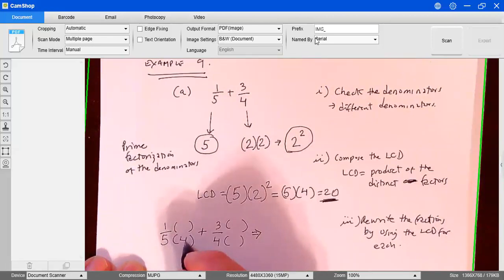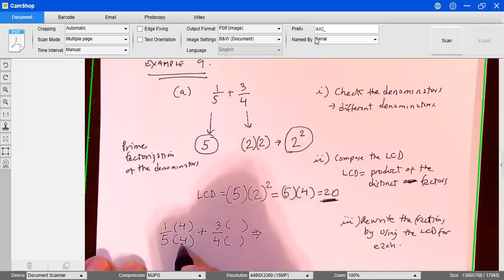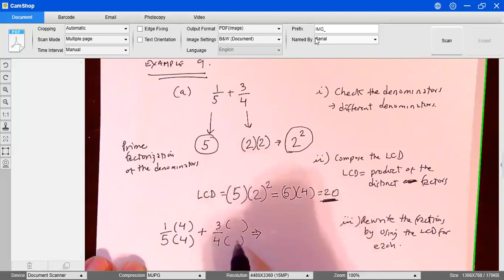5 times 4 gives me 20, and since I multiply the denominator by 4, I need to multiply the numerator by 4. In this case, how do I get 20? Multiplying 4 by what? By 5, right? So I need to write 5 here, 5 here.